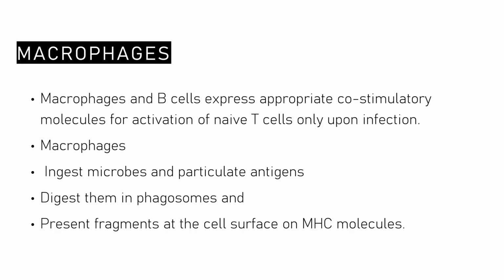Macrophages. Macrophages and B cells express appropriate co-stimulatory molecules for activation of naive T cells only upon infection. So the macrophages ingest the microbes and particulate antigens by phagocytosis and digest them in phagosomes, which are small vesicles formed inside it, and they present the fragments at the cell surface on MHC molecules.